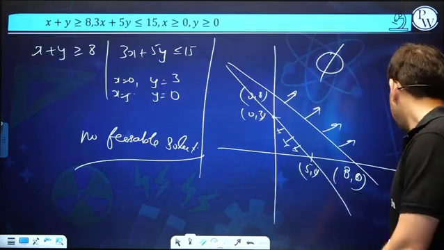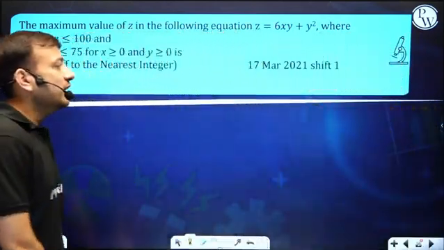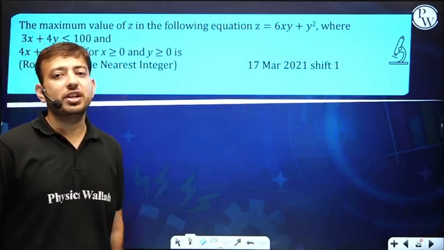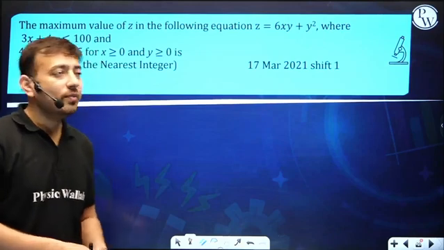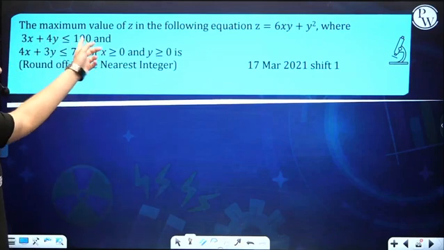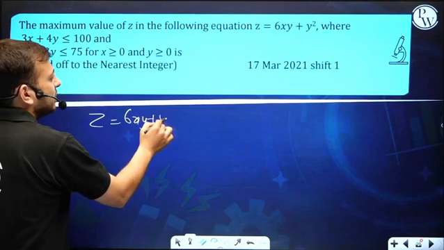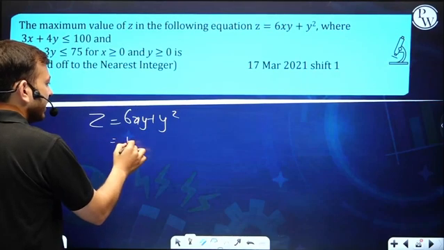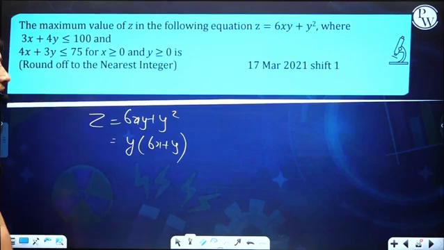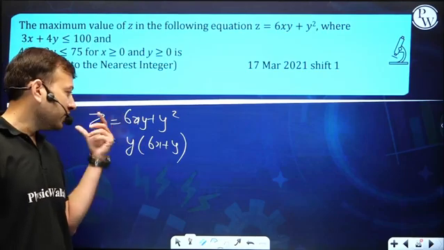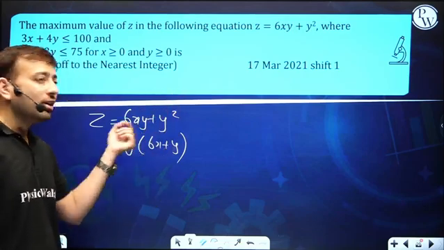Now, this was the question I was talking about, which came in JEE 2021, 17th March. Everyone thought that this is a question of LPP, because they are asking the maximum and minimum value of z, where z is 6xy plus y square. So if I take y common, this is y(6x plus y). The first hint you should have got is that they have just mixed a few things.